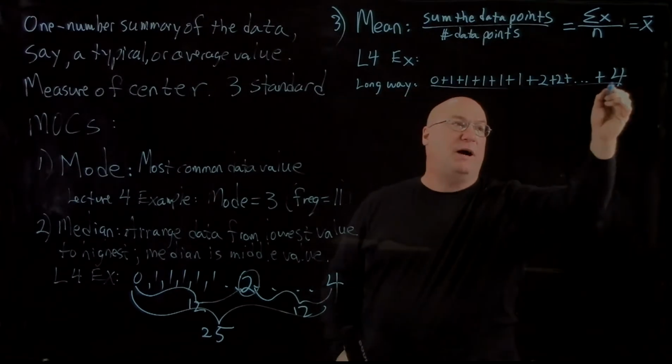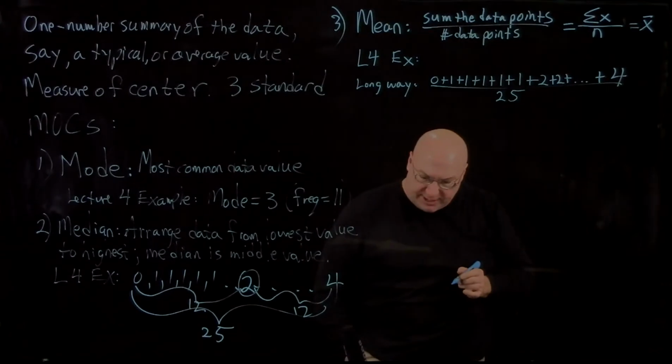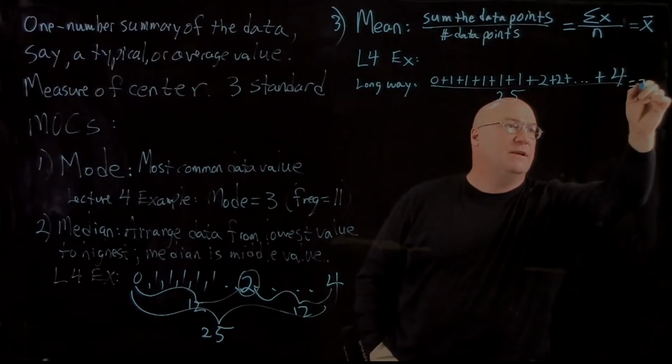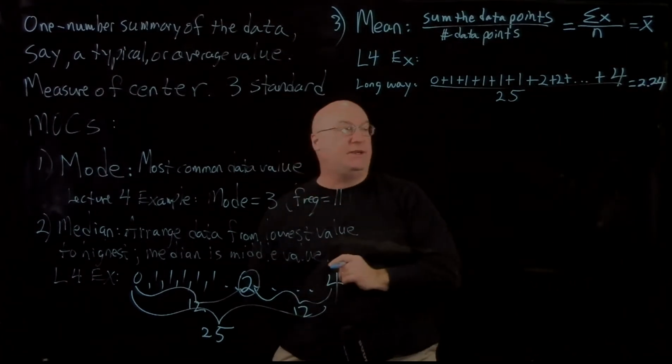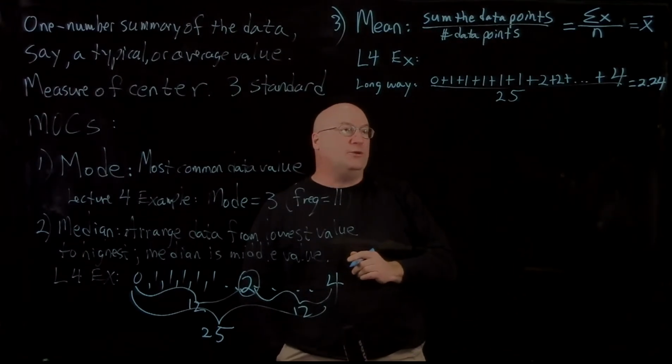And I'll divide by 25. And if you do that, you get 2.24. Can you read that? Yeah, it looks like you can. I think that's inside the margin. All right, so I get a data value of 2.24.